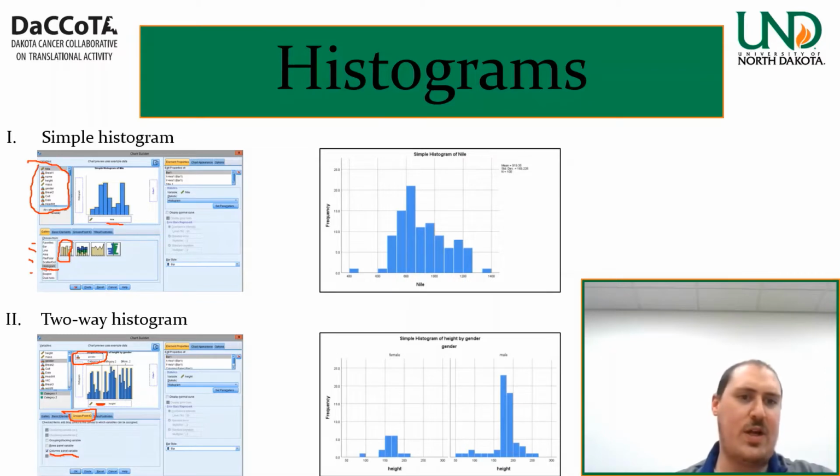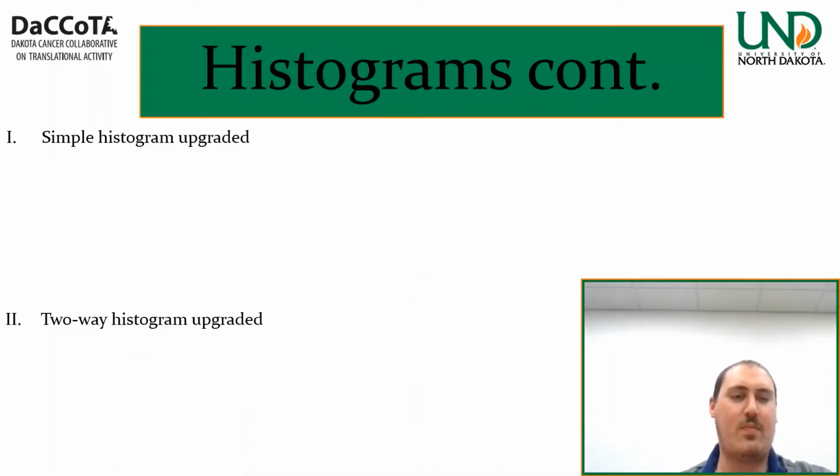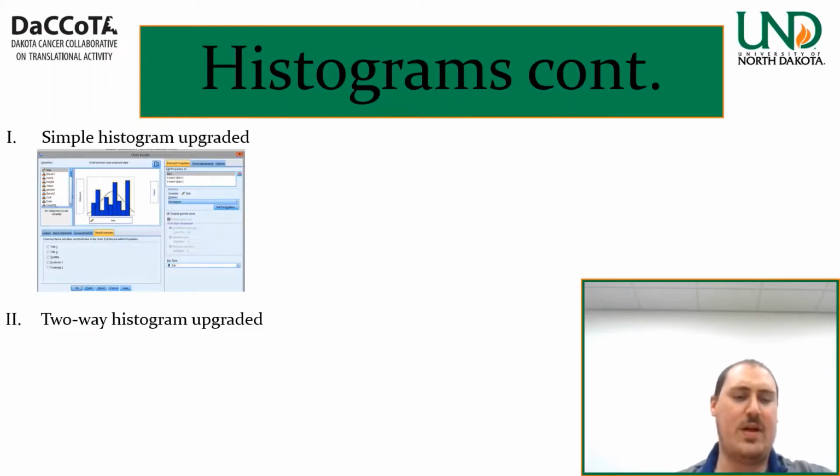Well then, moseying our way on to upgrading those histograms. Let's take a look at our simple histogram. First of all, one of the things you can do is going over to this section here on titles and footnotes. A lot of these have by default titles or footnotes. You can turn them on or off. For the most part, I'll be turning them off to clean things up.